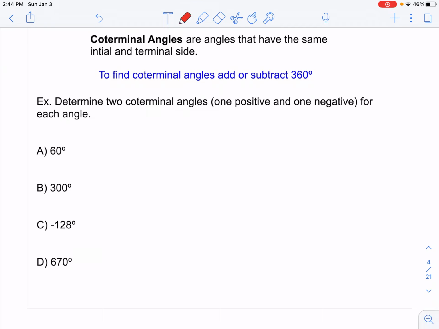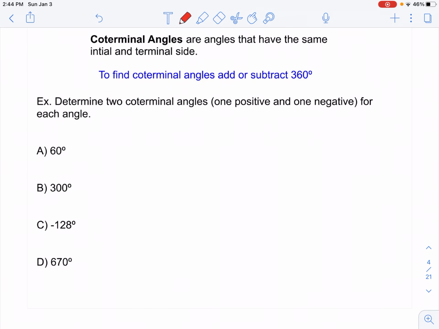Coterminal angles are angles that have the same initial and terminal side. To find coterminal angles, you can add or subtract 360 degrees. So this first example says find two coterminal angles, one positive and one negative for each angle. So you can find the positive angle by adding 360. You can add 360 as many times as you need to, or subtract 360 as many times as you need to. So 60 plus 360 is going to give us 420. But I could also do 60 minus 360 and get negative 300. These are both coterminal angles.